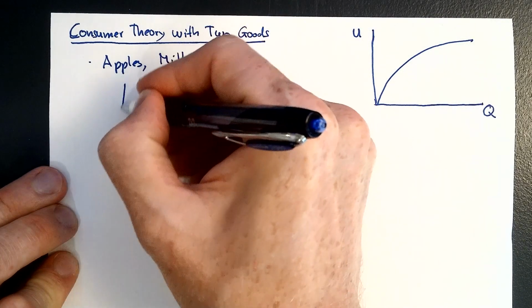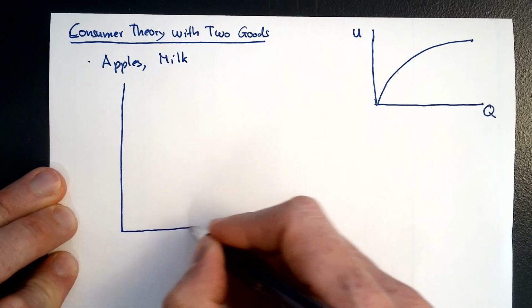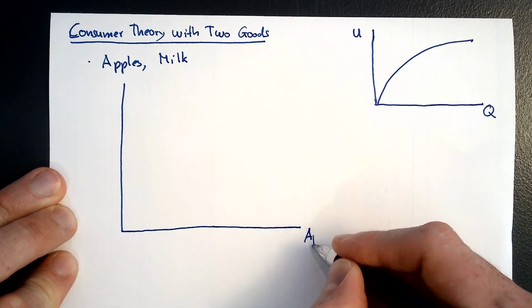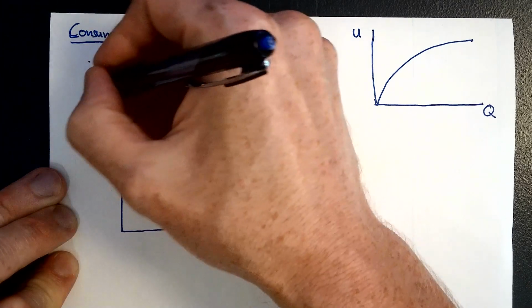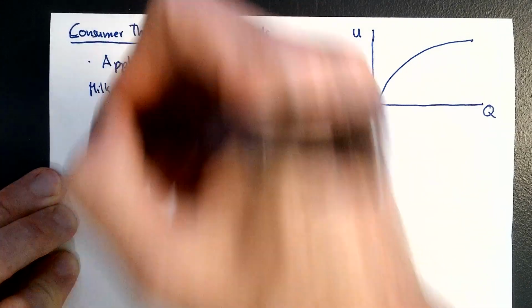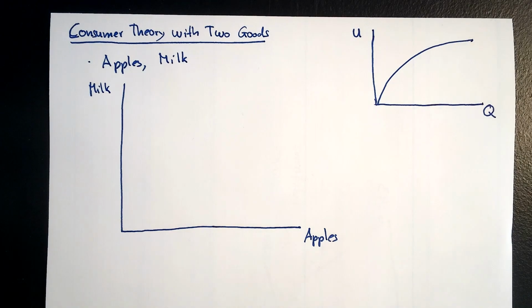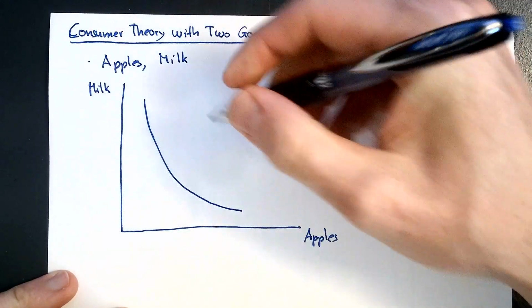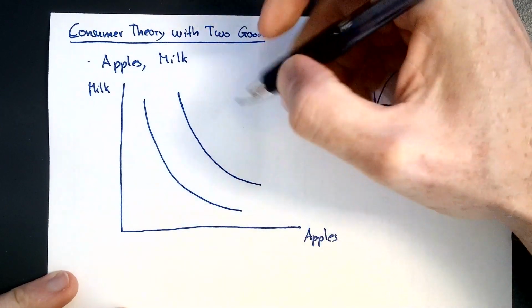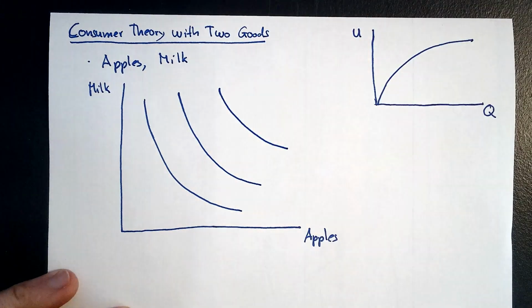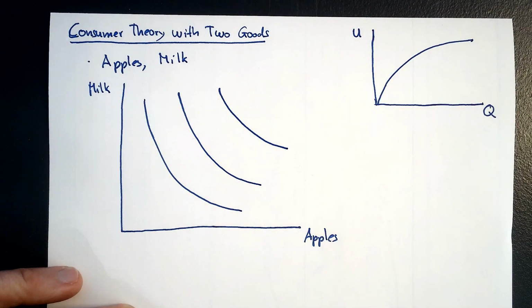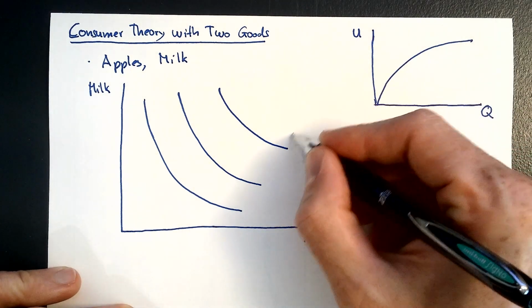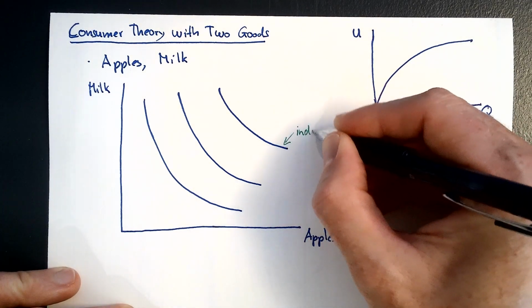So in this case, let's put apples here and milk on the vertical axis. Now think about the picture from before and think about now that we are looking from above. So what we can do is draw contour lines, or as we called them, indifference curves, that represent the preferences of the consumer. So here an individual line is an indifference curve.